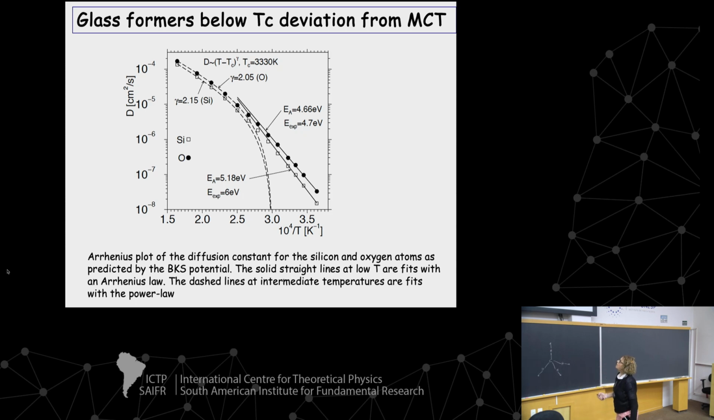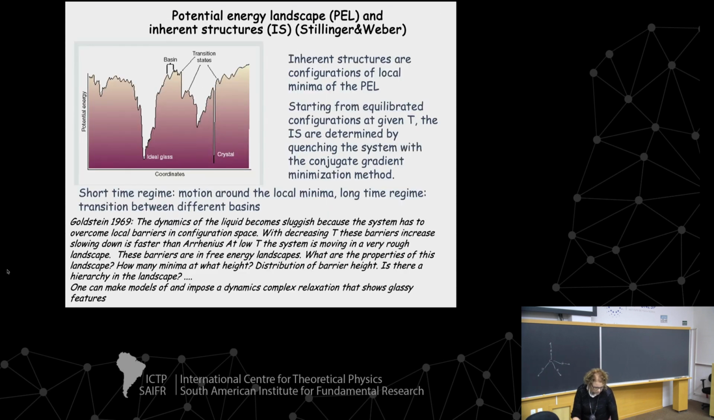When you look below MCT, this, for example, is a deviation calculated with the simulation on the BKS potential for silica. You see that this is the mode coupling behavior, and when you start having hopping, if you supercool very much, you start having a strong deviation and the Arrhenius behavior due to the activated process. But we will come back to that point when we look at the water result.